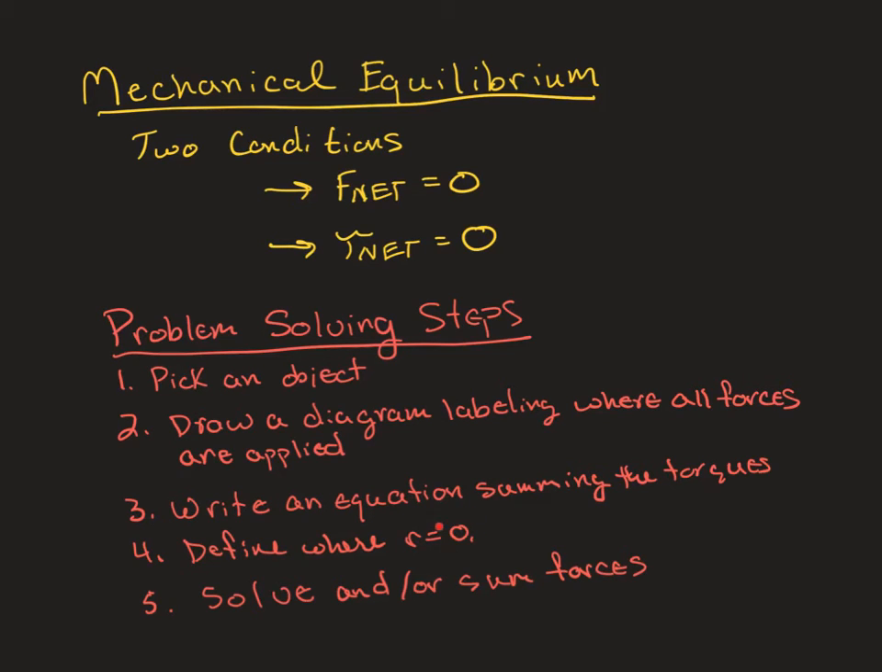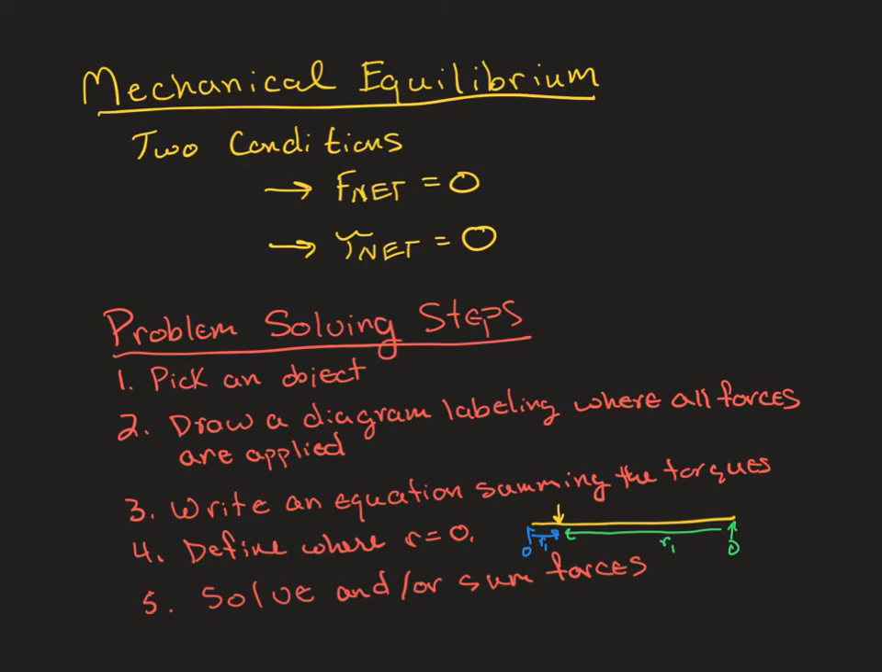But once you define where R equals 0 is at, all of your lever arm distances are going to be relative to that position. So for example, if I have an extended object with a force applied here, if I set R equals 0 here, your R value would be this value. But if you set R equals 0 over here at the other end, your R value would be that.